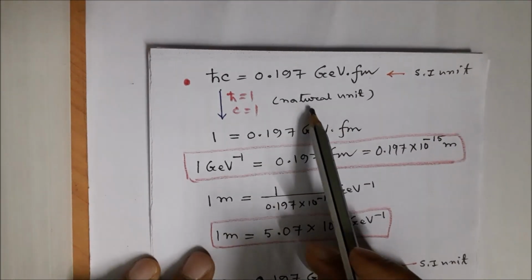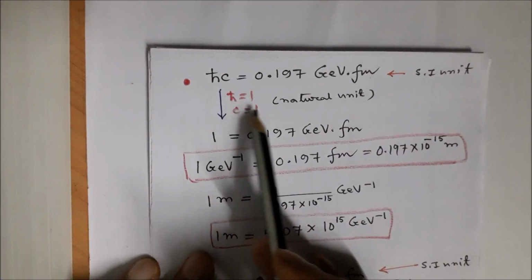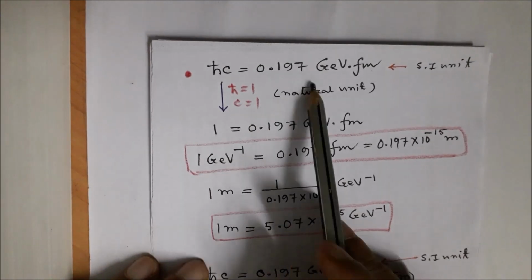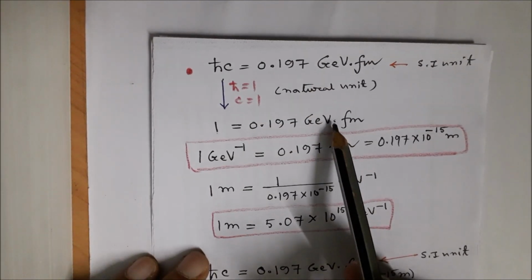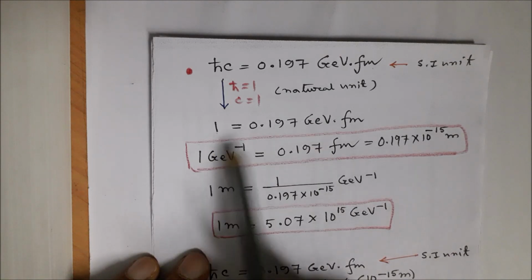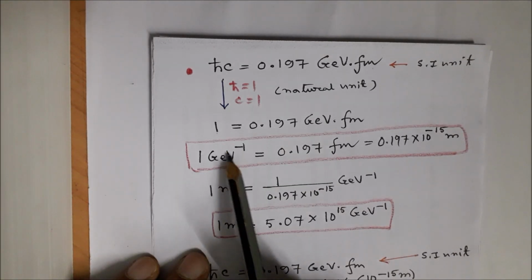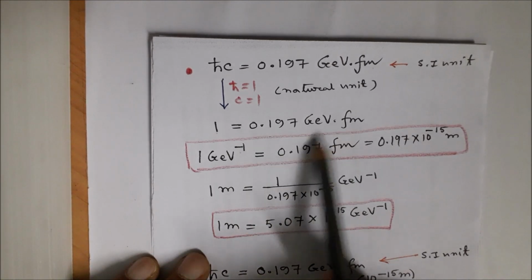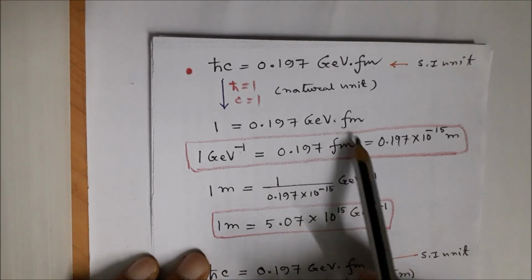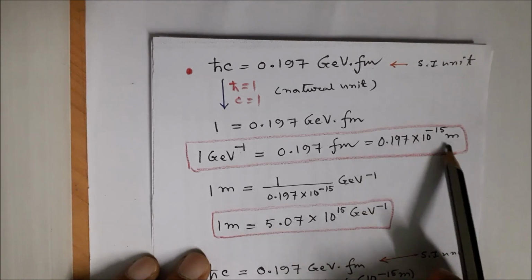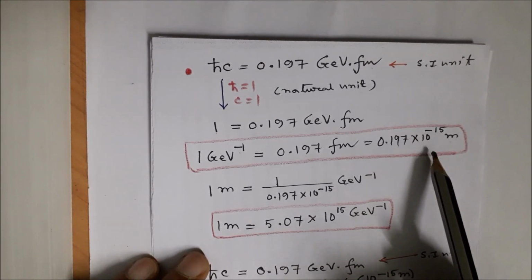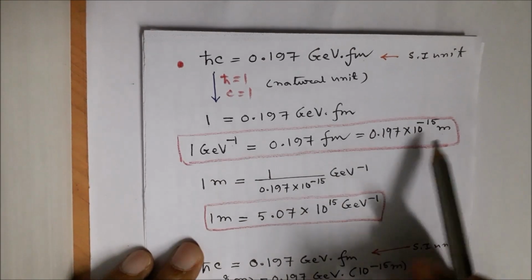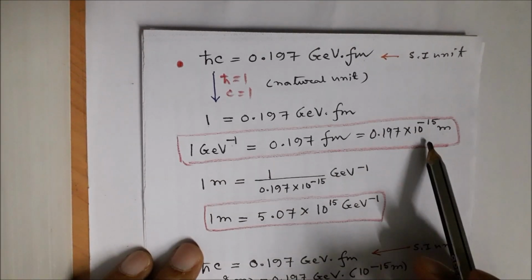In natural unit, we have to put H cross 1, C 1. So the left side becomes 1. The right side is as it is. Now bring GeV, pull it down here. So we have 1 GeV inverse, and that is equal to 0.197 Fermi. And we can write Fermi in terms of meter to end up with this result. So we have answered the question that 1 GeV inverse is how many meters.